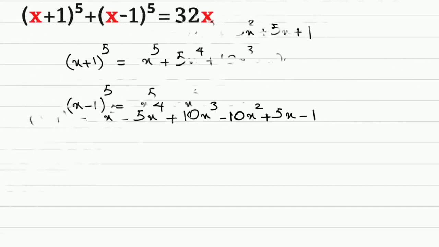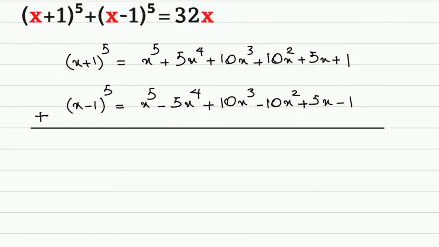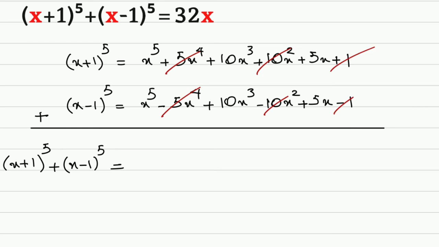Now we're going to combine these two expressions and see what happens. On the left side it is (x + 1)^5 + (x − 1)^5. And on the right side, as we expected, the opposites cancel out. So this one cancels out this, and the 10x^2 terms, and then 1 and negative 1. So on the right side we have 2x^5 + 20x^3 + 10x.